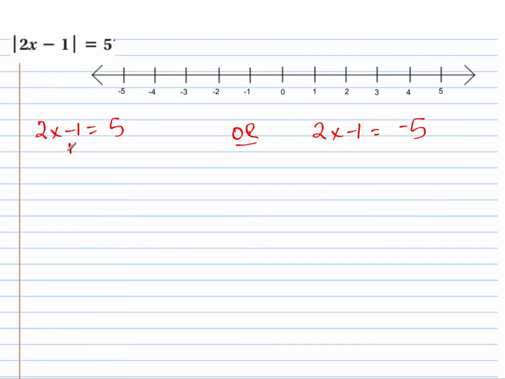To solve this one, I'm going to add 1 to both sides. So 2x, that cancels, is equal to 6. To get rid of the 2, I divide through by 2. So x is equal to 3.